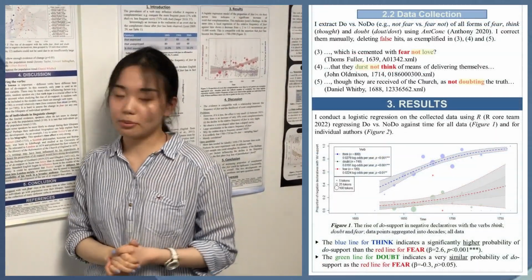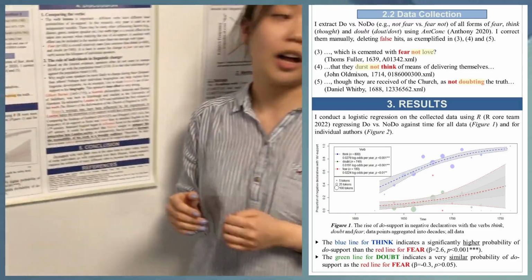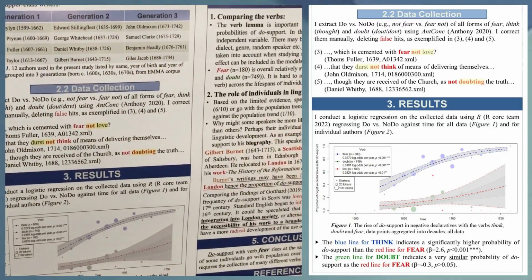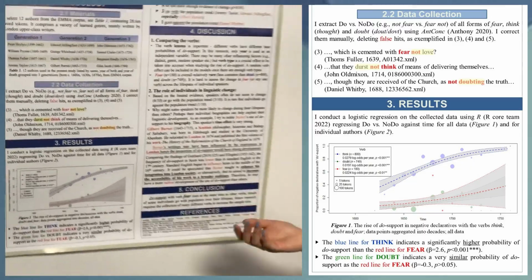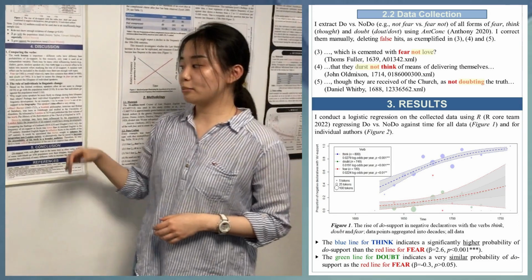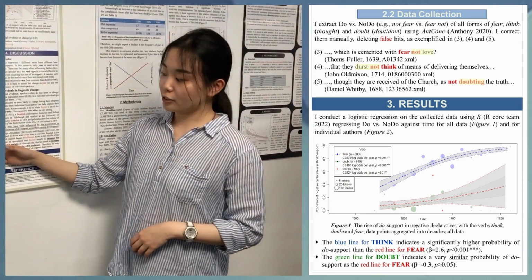For the data collection part, I extract do and no do, for example, not fear and fear not, of all forms of fear, think, and doubt, using AntConc. And then I delete the falsities and correct them manually. After correcting them, I put the data in R using the logistic regression model. Here is the first result.